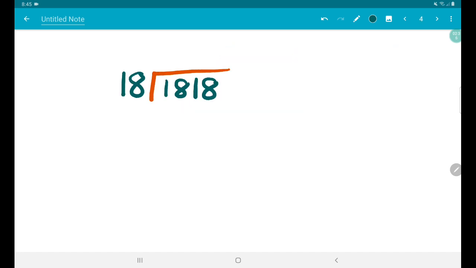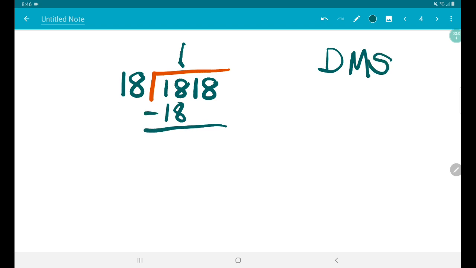Another example. 1,818 divided by 18. So, dalawa-dalawa lang muna tayo. The 2 digits, dalawa lang muna. Okay? So, 18 divided by 18, 1. Tama? And then, 1 times 18. Mumultiply na tayo. So, 1 times 18 is 18. And then, ano next step? Subtract. So, 18 minus 18 is 0.